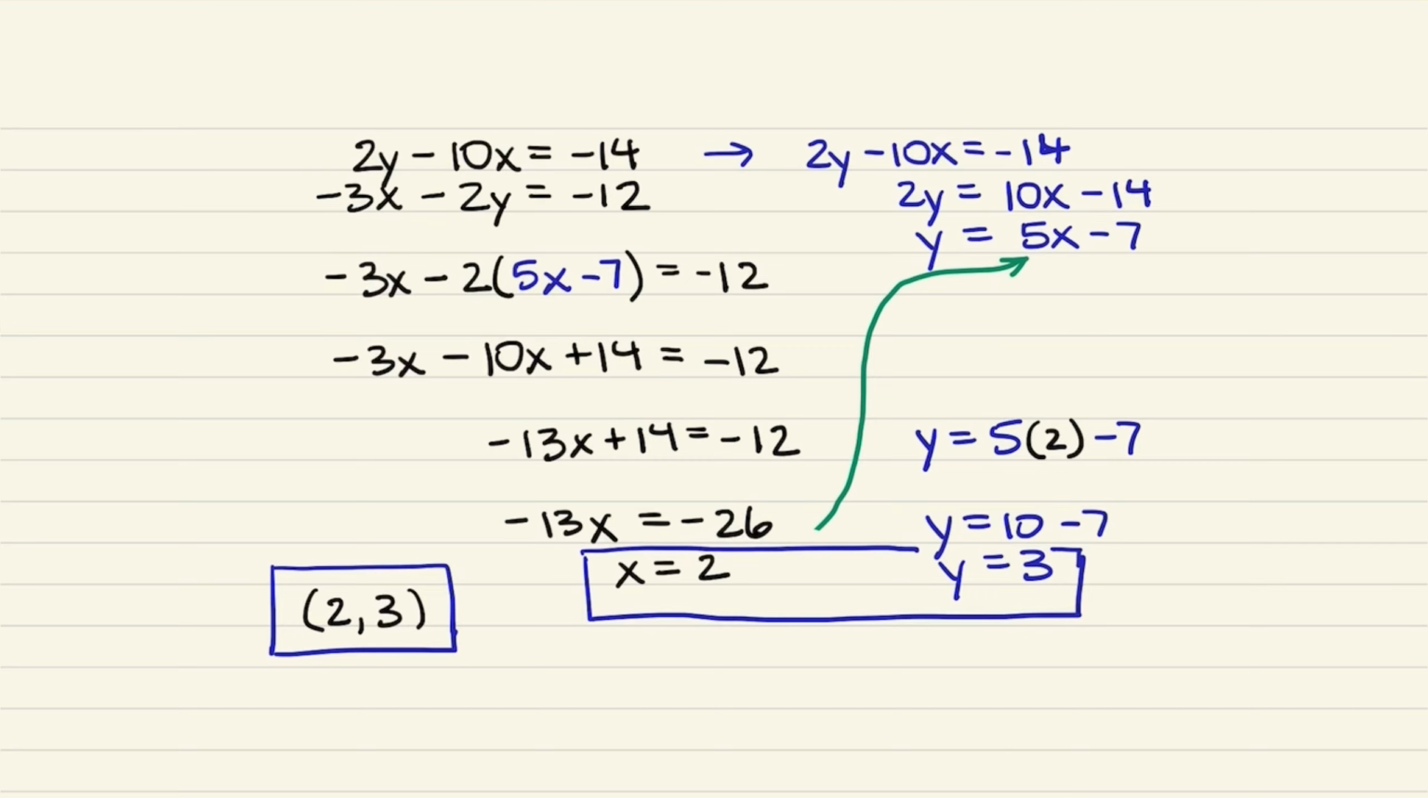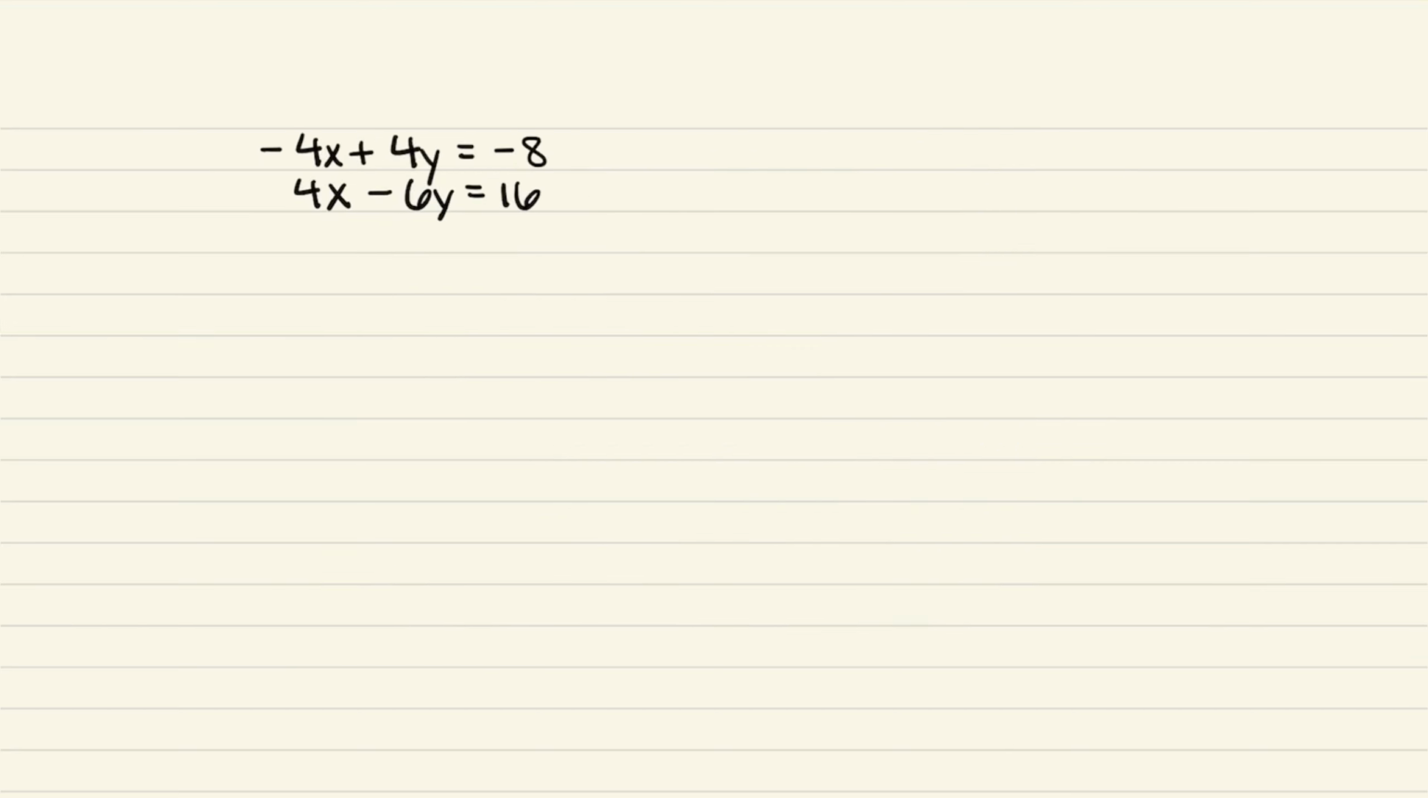Let's do another example. So again, we want to isolate either the x in this equation, or the x in the bottom one, or the y, or the y. This time I'm going to isolate the y in our top equation. So let's bring our equation over here. Negative 4x plus 4y equals negative 8. Add 4x to both sides. We get 4y equals 4x minus 8. Divide both sides by 4, and we get y equals x minus 2.